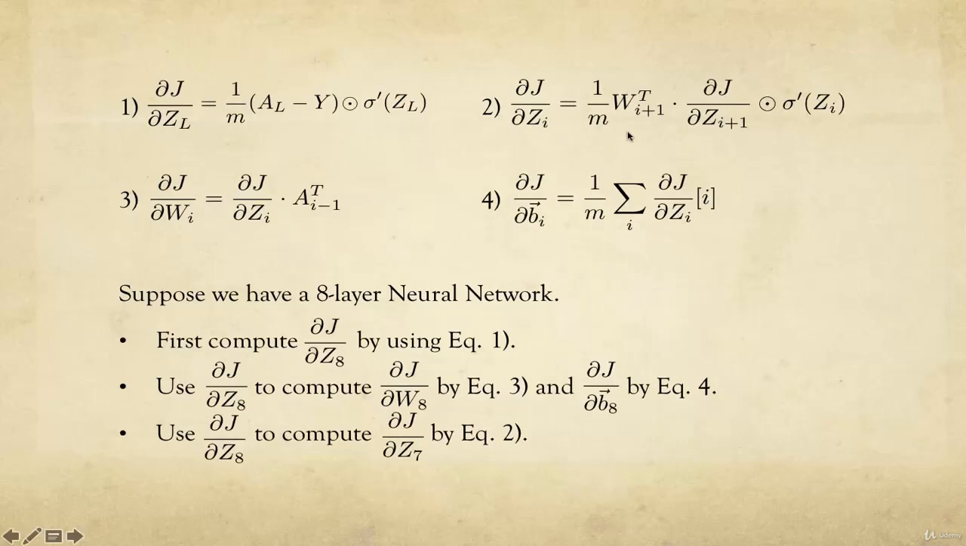And then equation 2 helps us take dJ/dZ^8 to find dJ/dZ^7. Then we repeat this with dJ/dZ^7 to help us find dJ/dW^7 and dJ/db^7. We keep going back like that. So these 4 formulas, when you write code, you'll be asked to analyze this to be able to compute these derivatives.